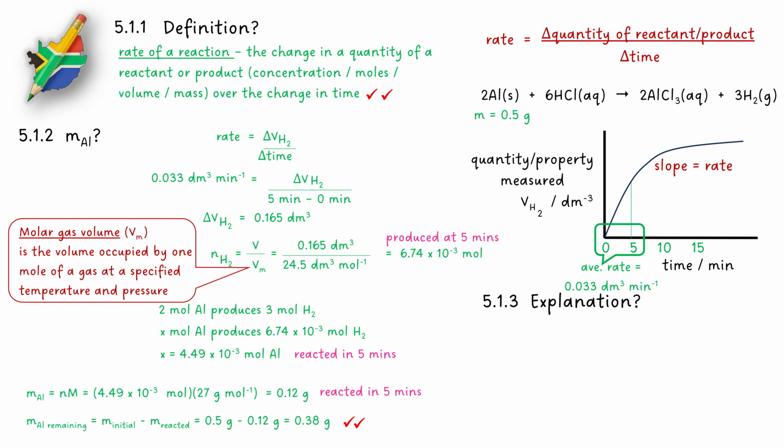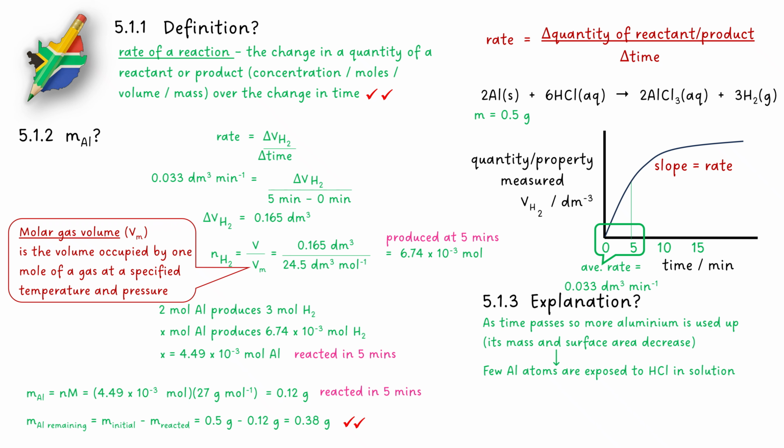Next, we need to explain why the rate changes in the first 5 minutes and isn't a constant value. Well, as time passes, more aluminium is used up, and its mass and surface area decrease. This means fewer aluminium atoms are exposed to acid molecules in solution. And so there are fewer effective collisions per second. And so the rate slows down.